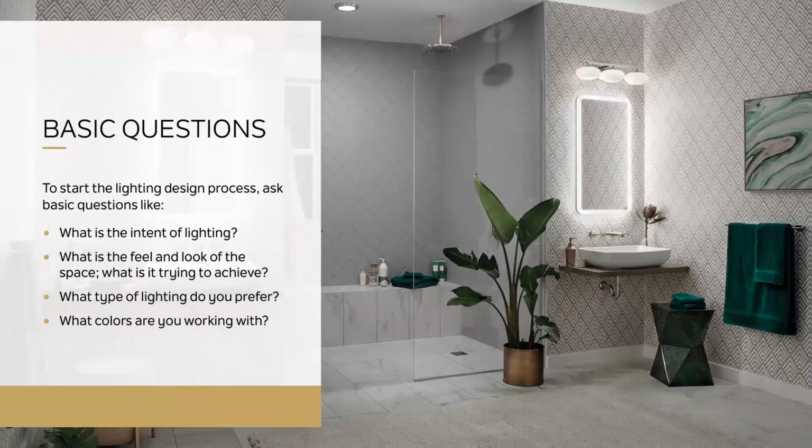Some of the things to consider when you're working with your clients is to ask some basic questions. Some of those questions may be: what is the intent of the light in that space? What is the feel and look of that space? And what are they trying to achieve? What space or room are you designing for? What type of lighting do you prefer? What colors are you working with in that room? So if you have a dark wall, an accent wall that has a dark green, you may want to know that so that you know the right type of fixture to put in that space.